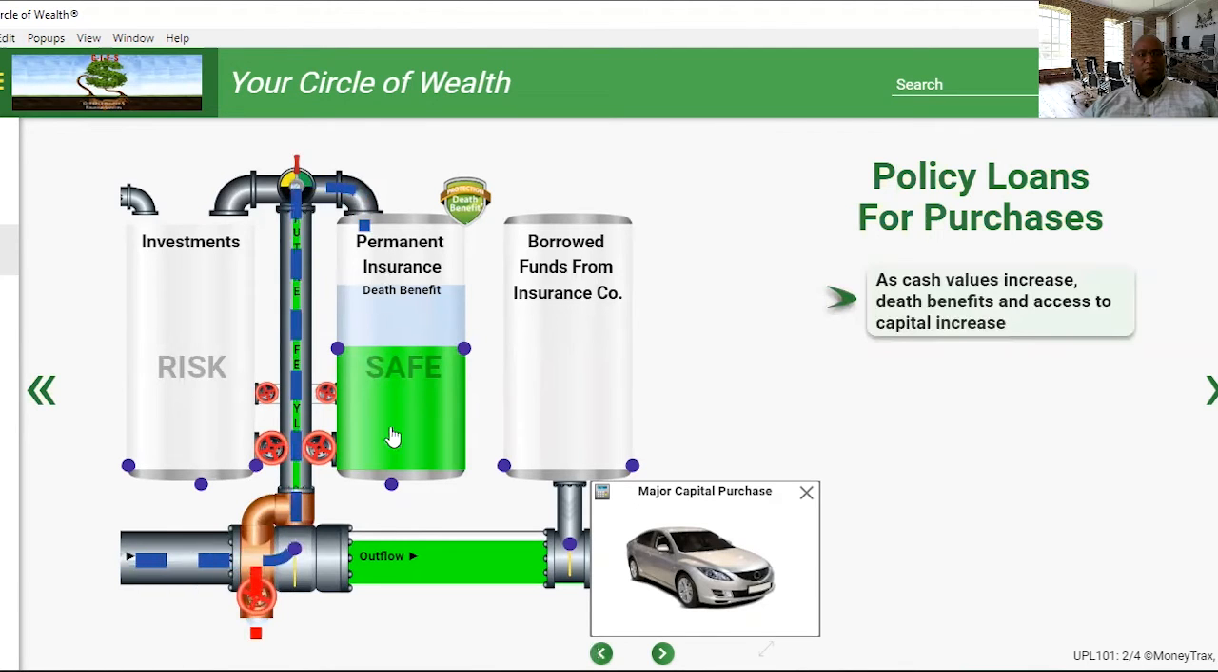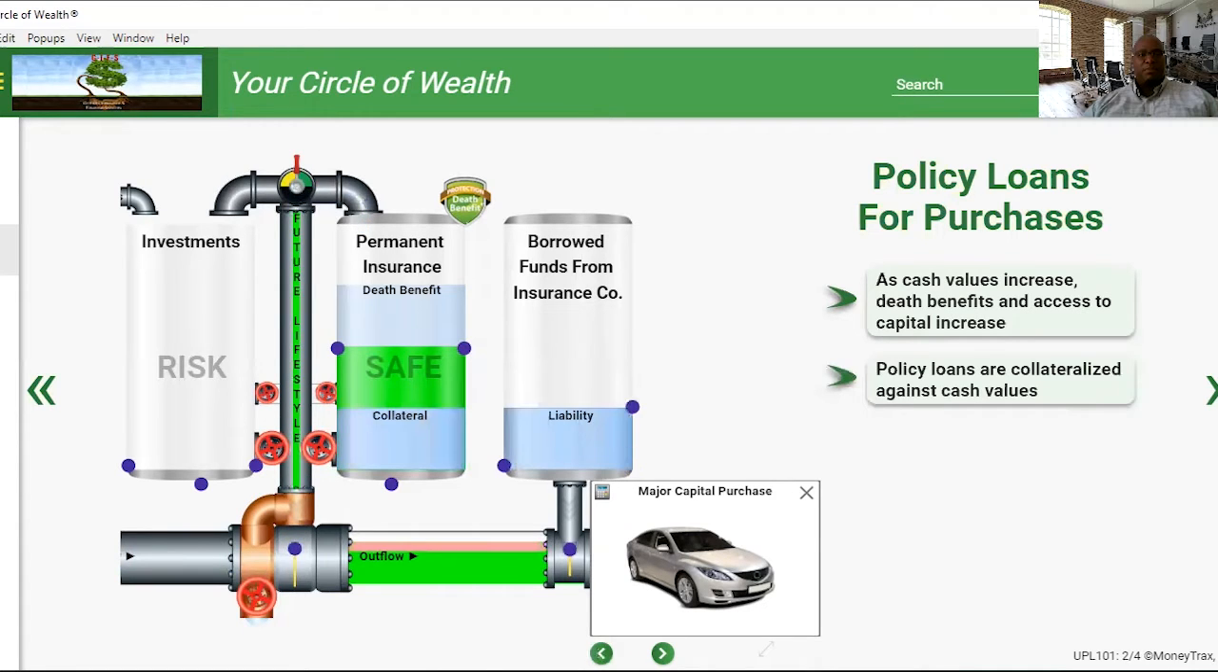So as you see in the green there, we have a safe amount that represents cash. And then up to the top of the blue represents death benefit. Okay. So as these cash values increase, death benefits and access to capital also increase. So policy loans are collateralized against the cash value.